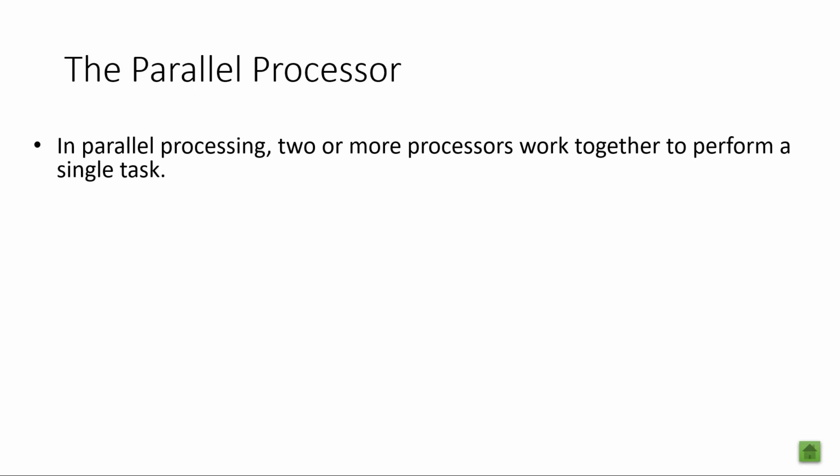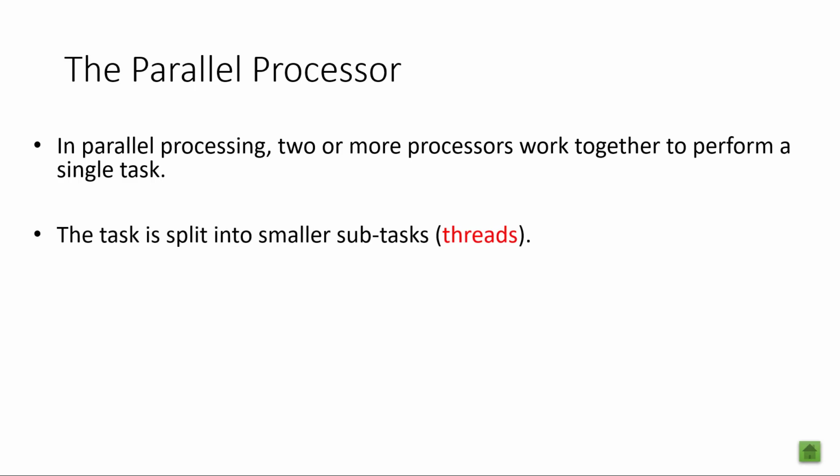So now we talk about the parallel processor. The parallel processor is when you split a task or have two or more processors working together to perform a single task. And the tasks that are split up into smaller subtasks are known as threads. And these tasks are executed simultaneously, or at the same time, by all available processors, and any task can be processed by any processor.